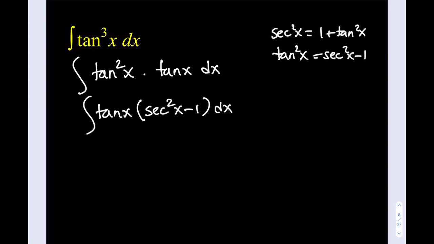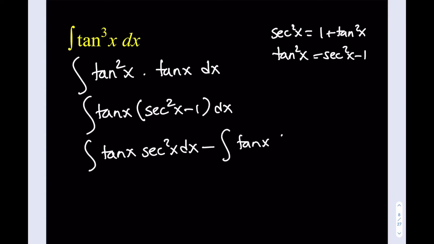Okay, awesome. Now I'm going to distribute. Let's go ahead and distribute here. We'll be getting tangent x secant squared x dx, and then I can just go ahead and separate them, minus tangent x dx. And didn't I tell you we're going to need the integral of tangent x in other integrals, and it just came up. Okay, cool. What about the first integral though? How do we integrate this?